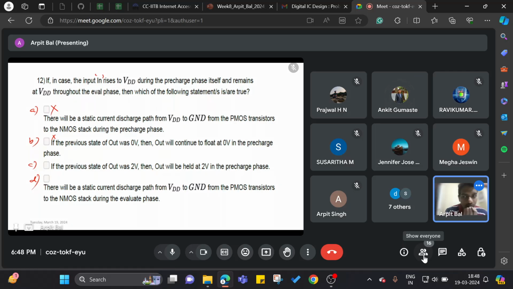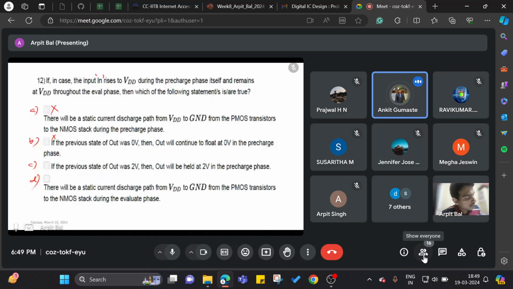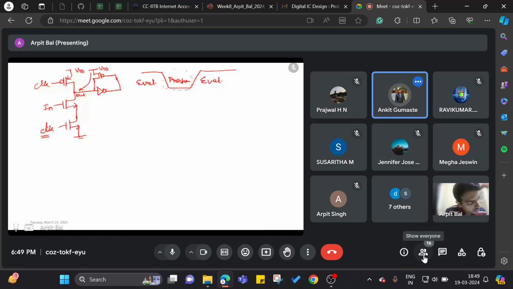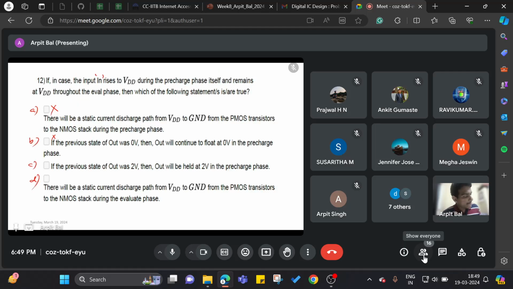Yes, sir. Okay. And what is the reason behind that? Because the PMOS connected to the inverter will keep it high. Correct. Okay. And what about option D?